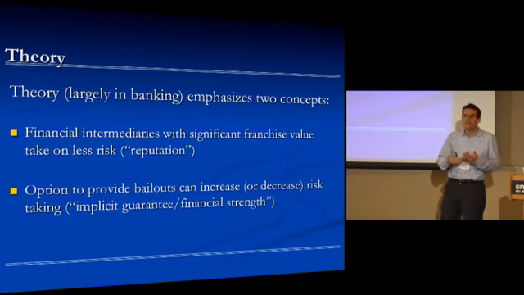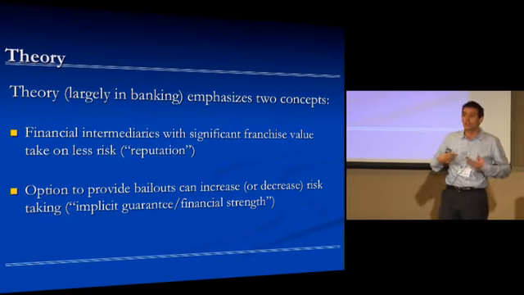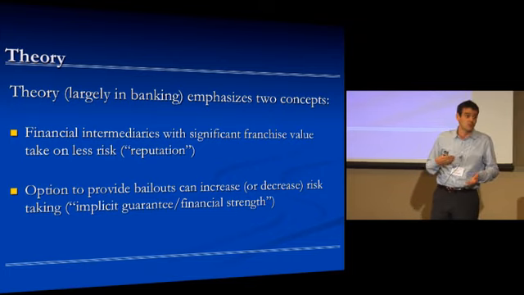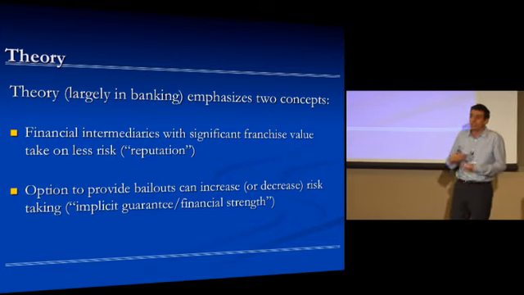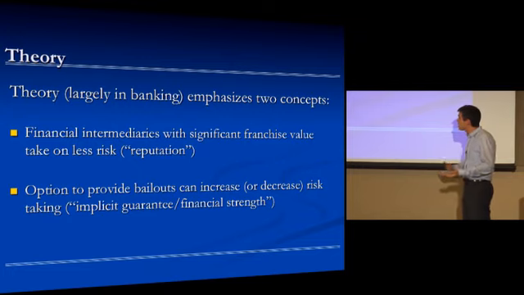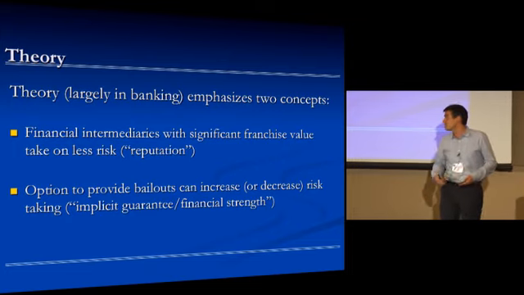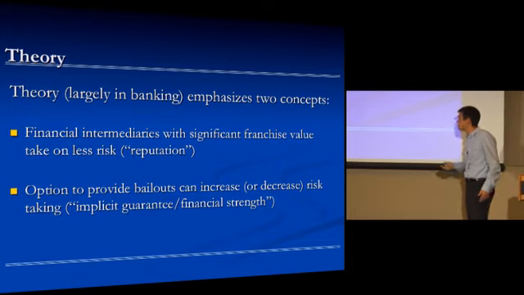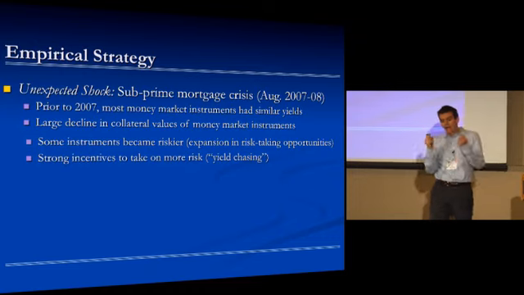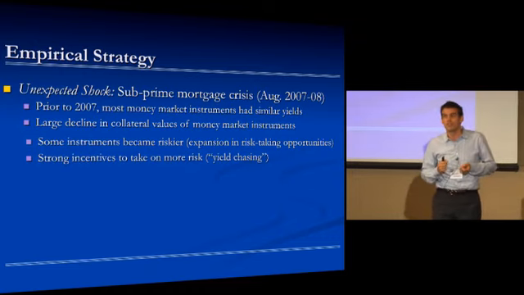And theoretically, that can go either way. Well, an option gives you more leeway ex post, so maybe that allows you to take on more risk ex ante. But also, if you really think that reputation is important, you have to provide this bailout if there's a problem, and then you might want to take on less risk. So this, in some sense, is ambiguous. Now, how are we going to try to figure out the effect of this variable?